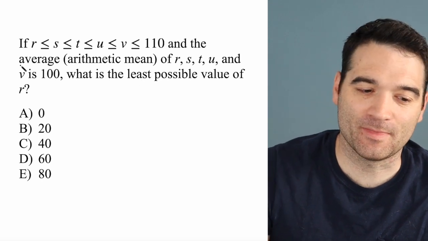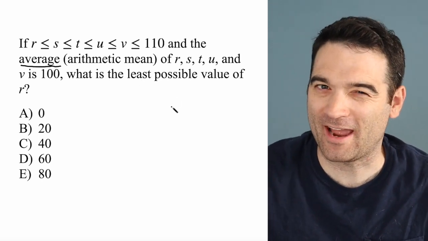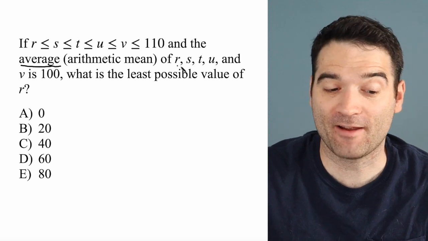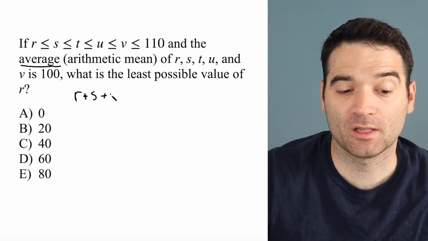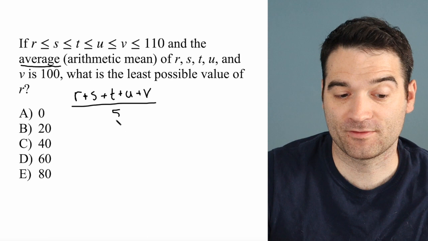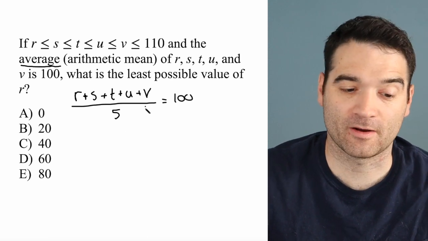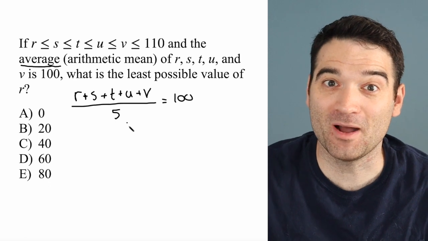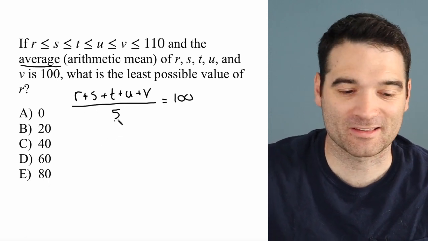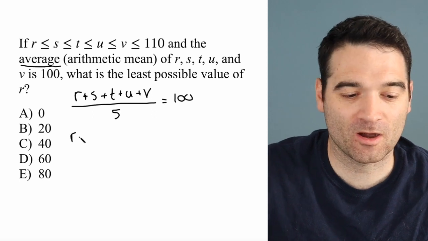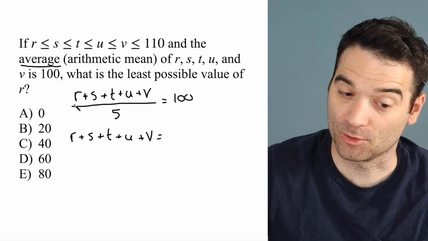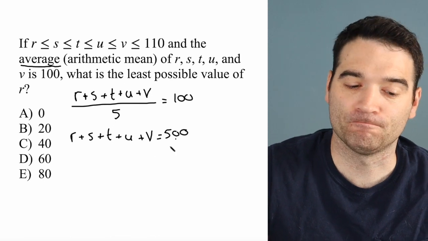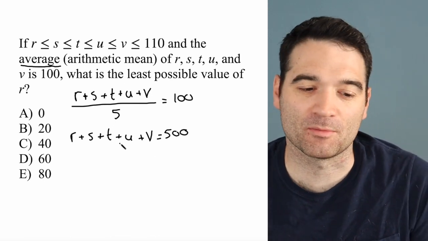All right, well, anytime they bring in this word average, I want to write out the average as an equation. So what is the average here? We know that the average of these five numbers is 100, so R plus S plus T plus U plus V, divided by these five terms, is equal to 100. Great. And because I dislike fractions so much, I might just multiply both sides by 5 to get rid of that denominator. Who likes fractions? I don't. So we got R plus S plus T plus U plus V is equal to 500. There we go.